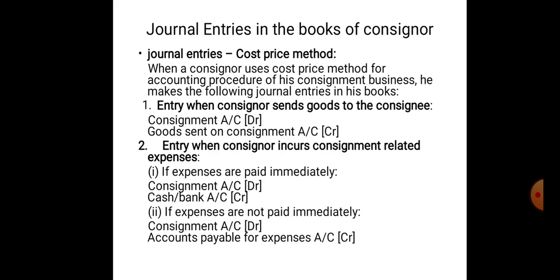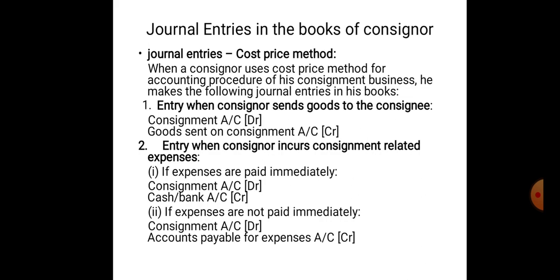First entry, when the consignor sends the goods to the consignee, the entry will be consignment account debit to goods sent on consignment account. Being goods sent on consignment is the narration.